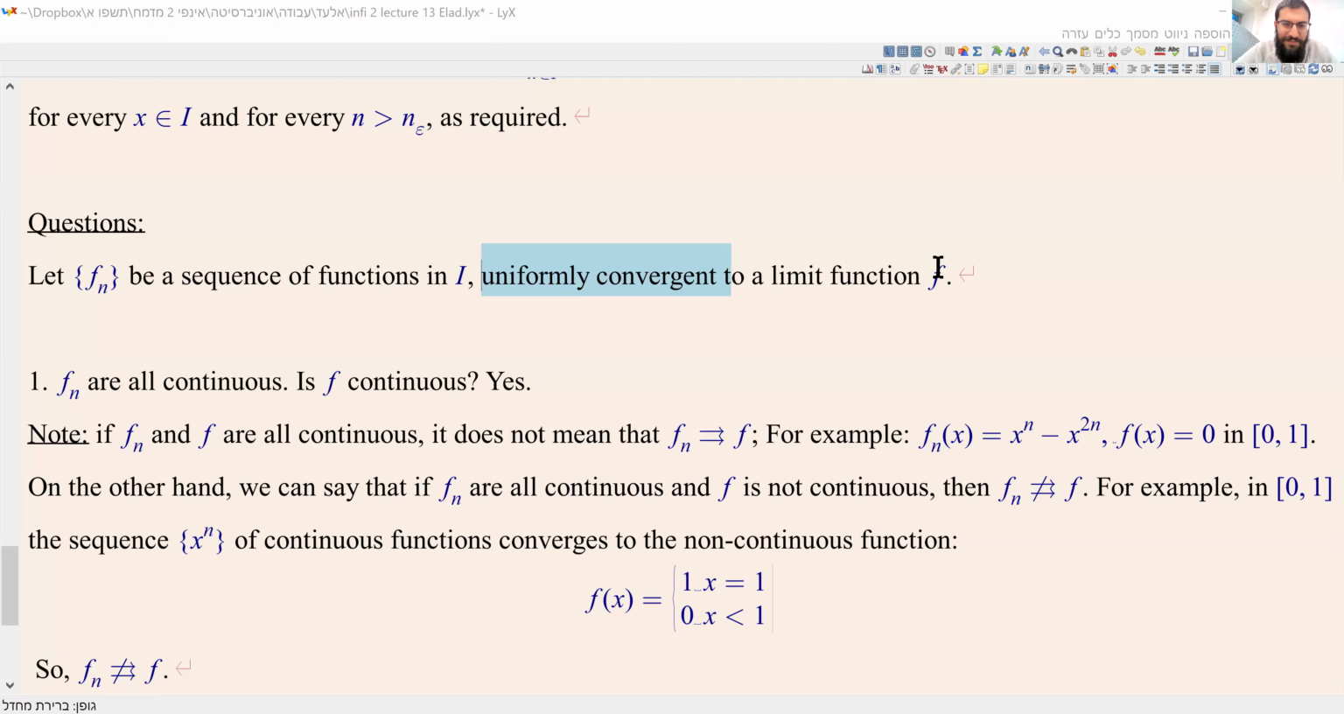Yes, because if fn are continuous but the limit function is not, then it's necessarily not uniformly converging. Okay, cool. Thank you. Yeah, bye.